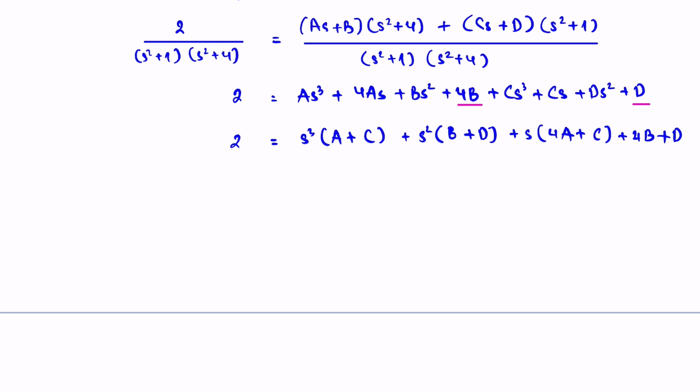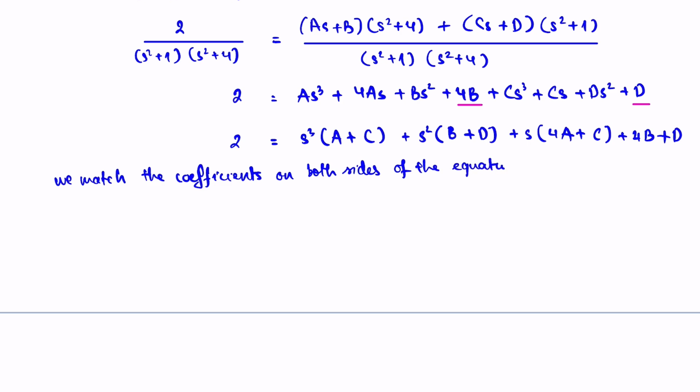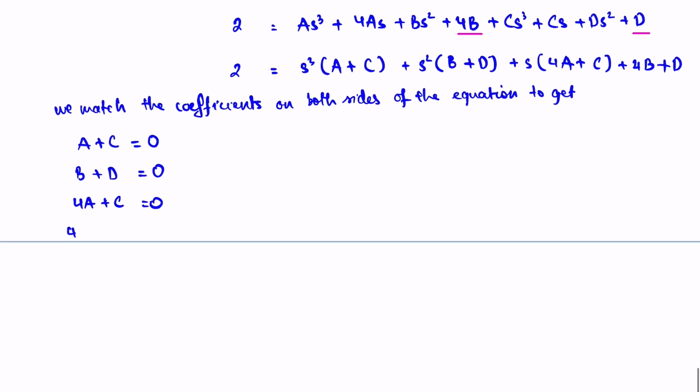So that's how you get the value of a, b, c, and d. We match the coefficients on both sides of the equations to get, for the first one, a plus c equal to 0, b plus d equal to 0, and for b plus d equal to 2. Any questions on this, on how I get this?